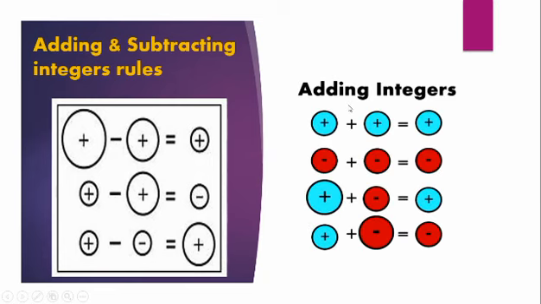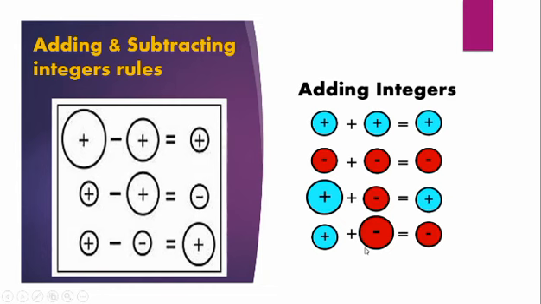Okay, now adding integers rules. If we have two integers with the same sign, we have to add them and the result is positive. And again, two integers with the same sign, negative, negative, we have to add them and the sign in the result is negative. Here we have different signs, but the bigger value is positive, so we have to subtract them and the result is a positive number.